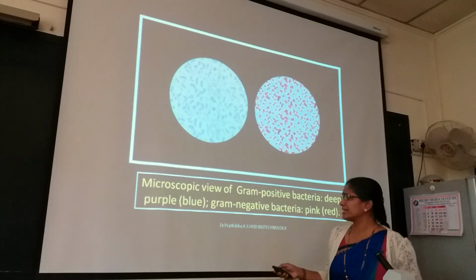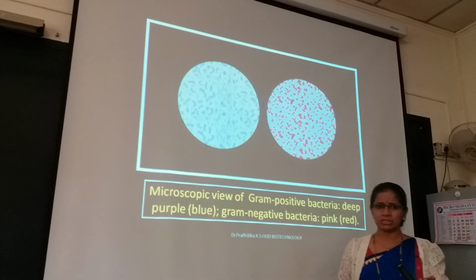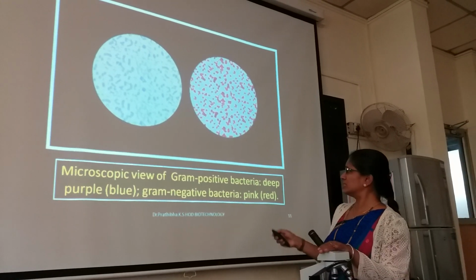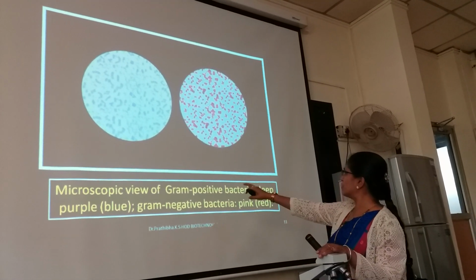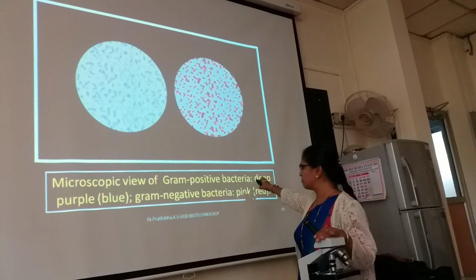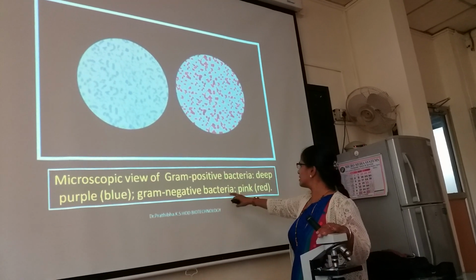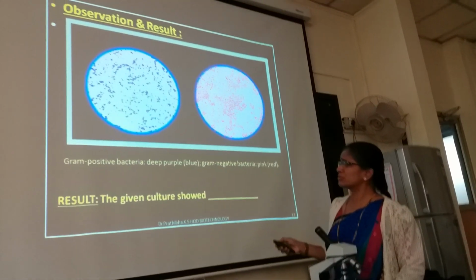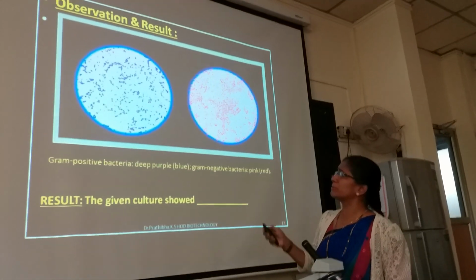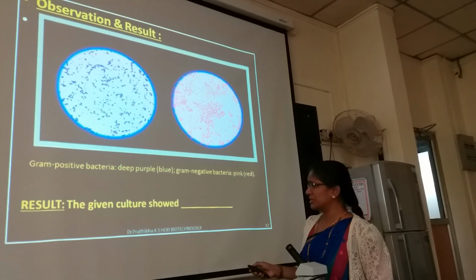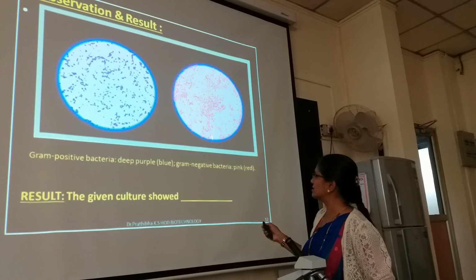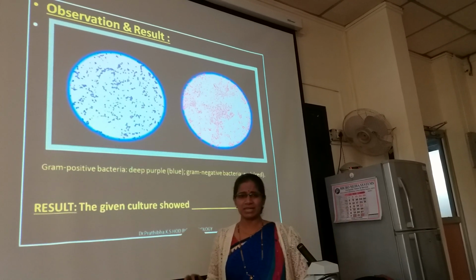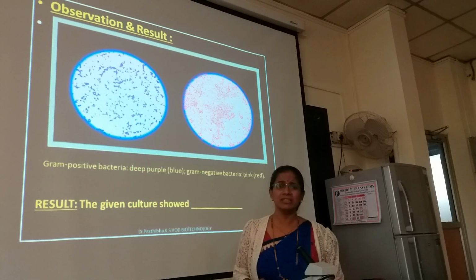gram negative organisms. Once you observe under the microscope, in the exam you need to write the microscopic view of that particular staining technique. So this is the microscopic view of gram positive bacteria, which stain deep blue or purple, and gram negative bacteria, which appear pink or maybe red. Okay, and you need to write the result compulsorily. So you need to report your observation and the result. This is gram positive bacteria and this is gram negative bacteria. The given culture showed gram positive bacteria or gram negative bacteria, you can report.